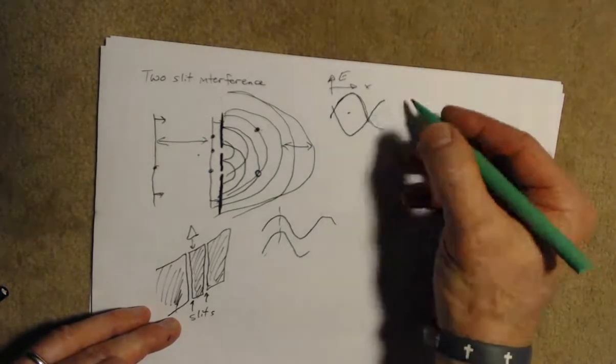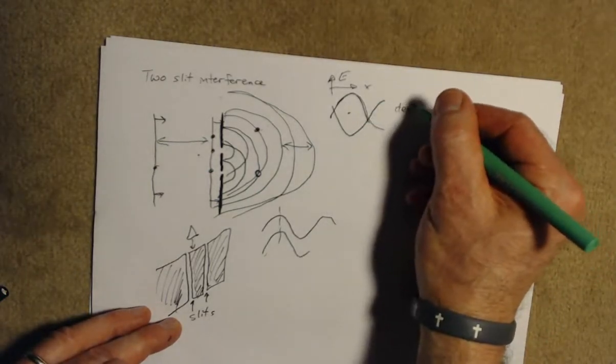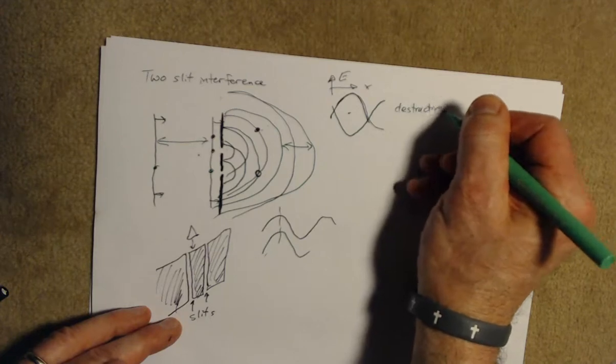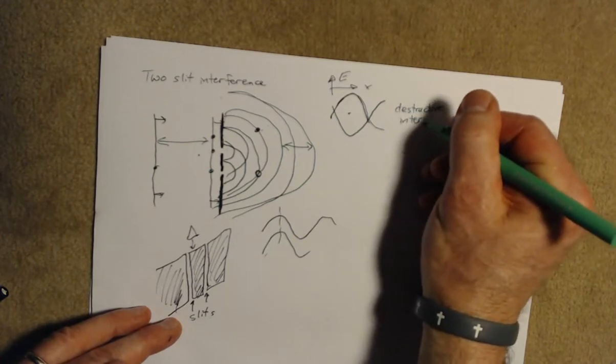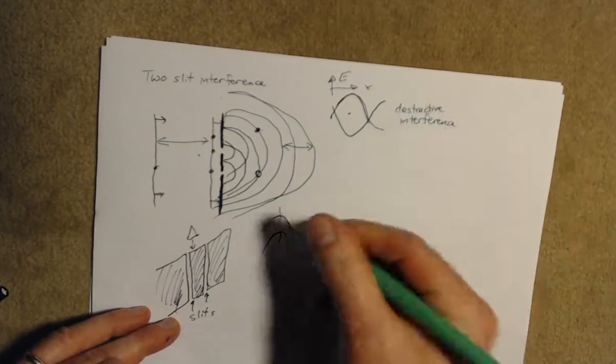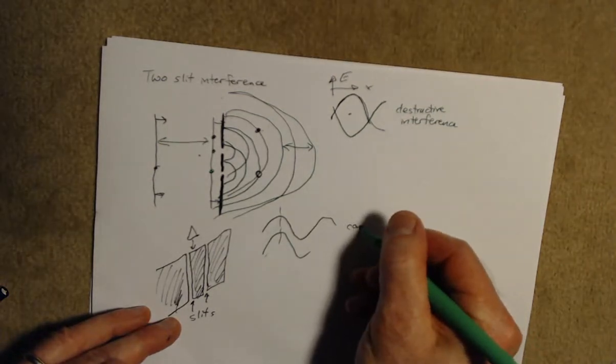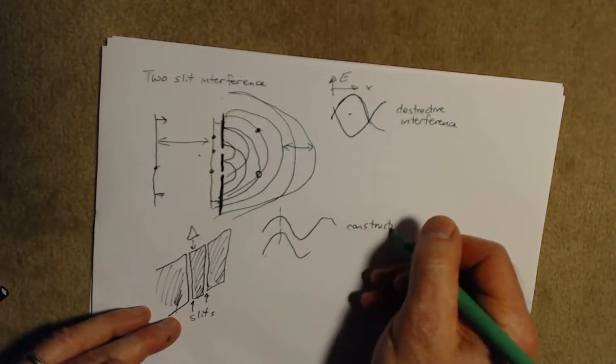So when they cancel, that's called destructive interference. And when they add together nicely, that's called constructive interference.